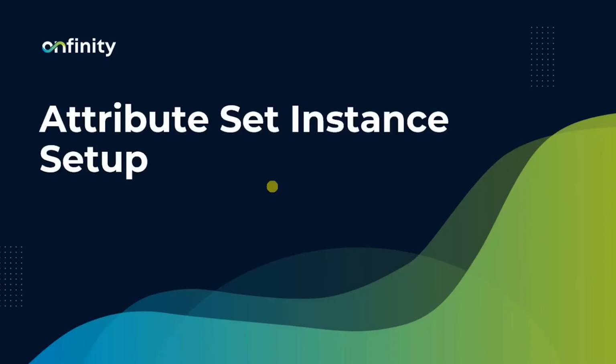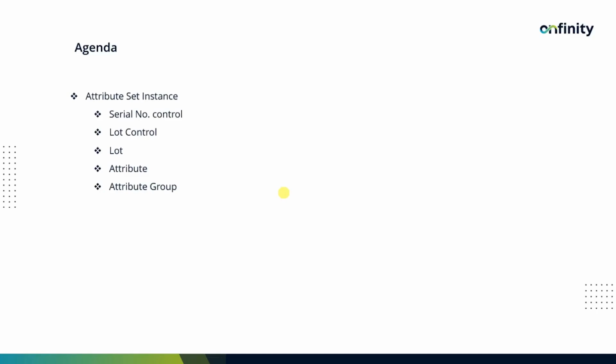Hello everyone. In this session, we will go through Attribute Set Instance Setup in the Onfinity ERP system. Attribute Set Instance features help businesses manage product details, track items accurately, and ensure smooth operations across sales, purchases, and inventory. Our focus for this session is on understanding how the Onfinity ERP helps manage and track products using smart tools like serial numbers, lot numbers, and attributes.